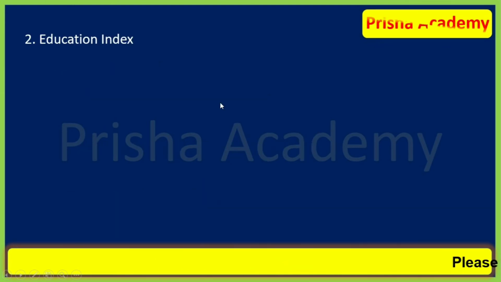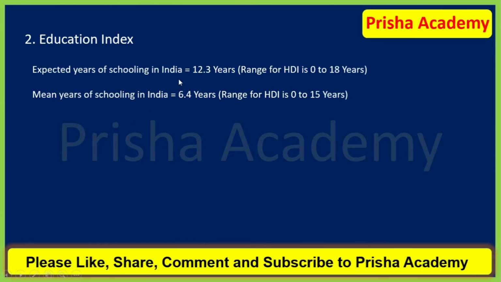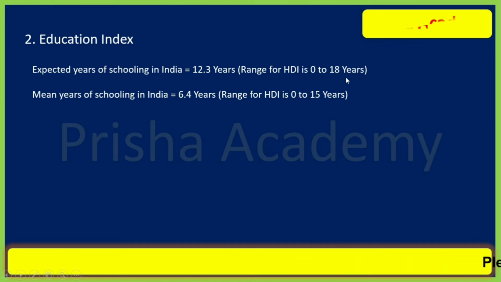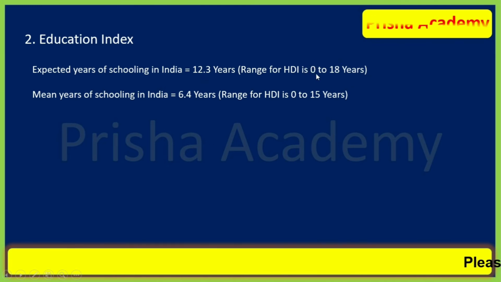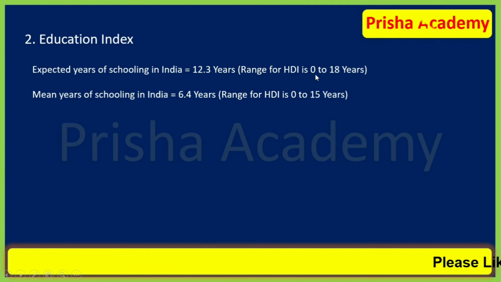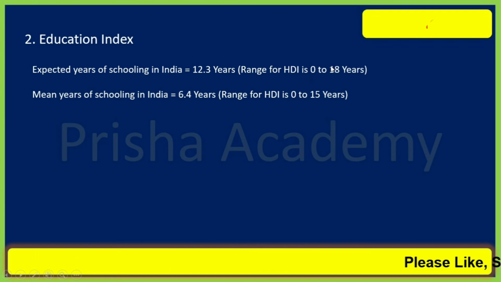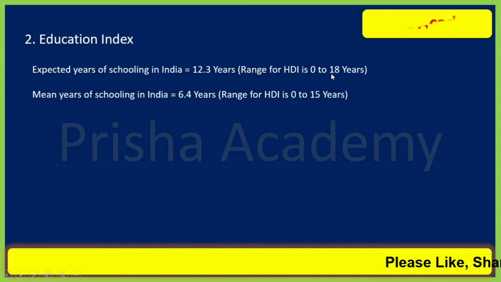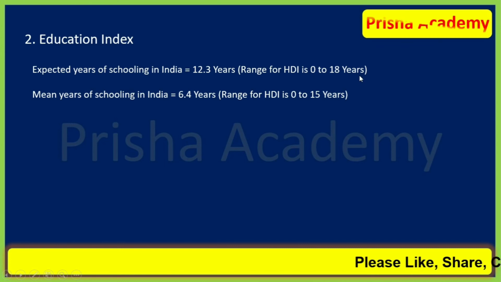And the next index is the education index. Expected years of schooling in India in 2017 was 12.3 years, and the range they have given is 0 to 18 years. Why have they given 0 to 18 years? They say that the education cannot be below 0 years. If nobody in a country goes to school, the dimension will be 0, and if everybody goes to school and completes their post graduation, it will be 18 years. So this is the ideal situation, and this is the worst situation. The range will be between 0 to 18.